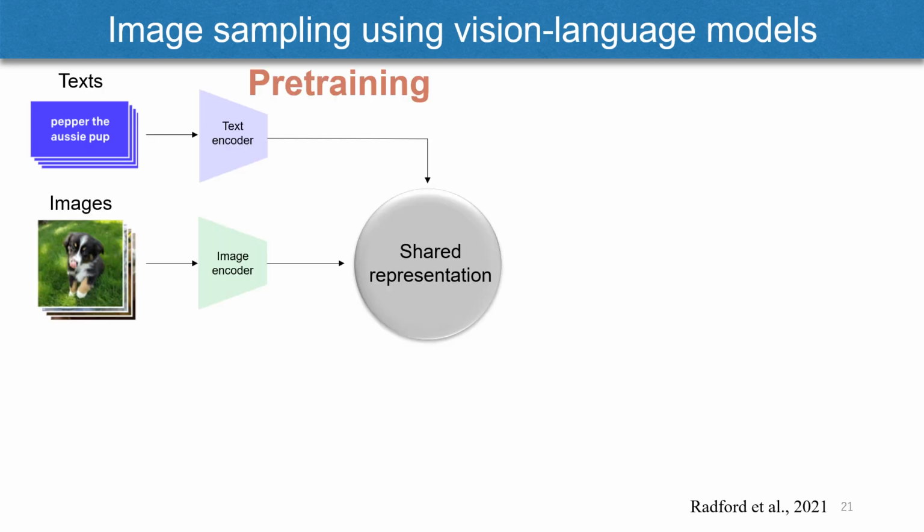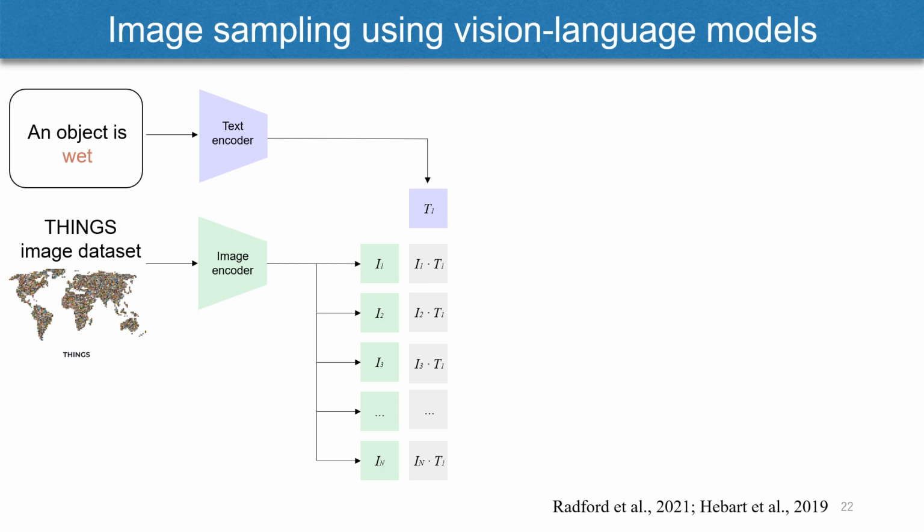In this method, a pair of pre-trained vision and text encoders are used. These encoders are trained to acquire shared representation of various text-image pairs, so we can input arbitrary text to find matching images without additional training. Specifically, I input a text prompt like "an object is wet" into a text encoder and searched for the most similar output from the image encoder.